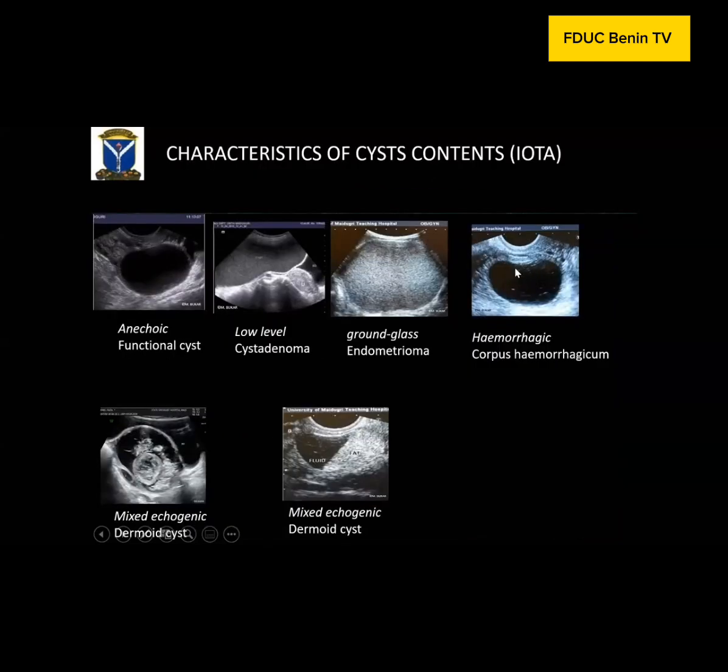IOTA described 5 cyst contents: anechoic, low level, ground glass, hemorrhagic, and mixed echogenic. And these are examples of each. Anechoic, the content here is clear, no debris. Here, low level echoes, as in cystadenoma, you can see the low level echoes here. Then here, because the particles are dense, it appears as ground glass, typical of endometrioma. Hemorrhagic, you can see these fibrin strands, and mixed echogenicity as in dermoid cysts. And here you can see another dermoid cyst with fat fluid level.